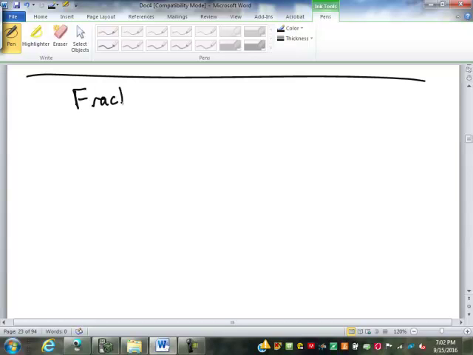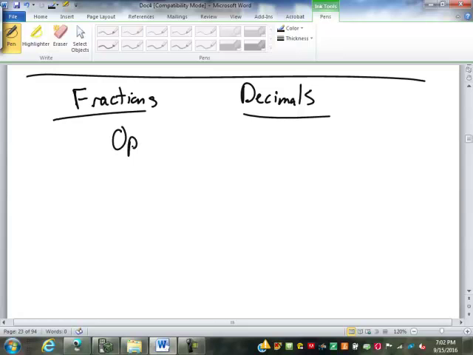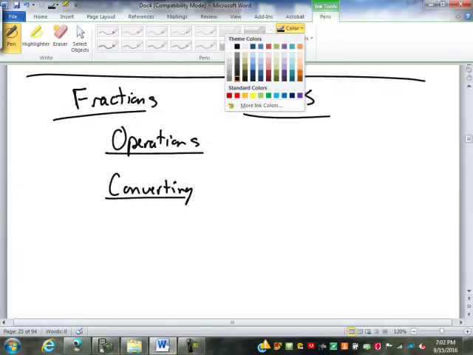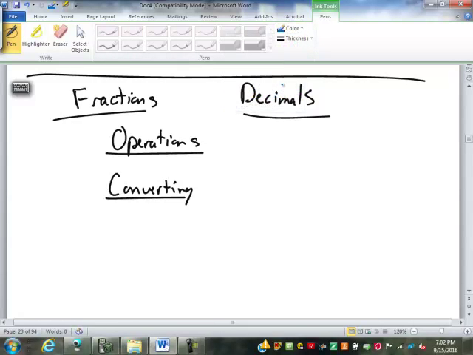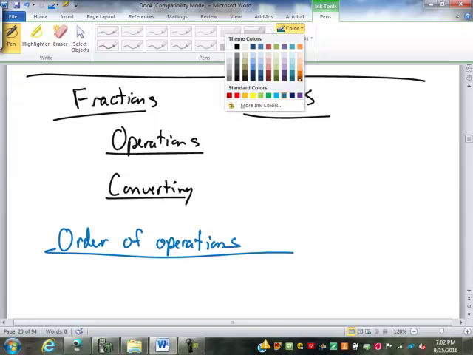So anyway, we started out talking about fractions and decimals. So fair game would be operations with fractions and decimals, converting between fractions and decimals, and along with that, building upon that, we had order of operations. I'll do a couple of examples of these.